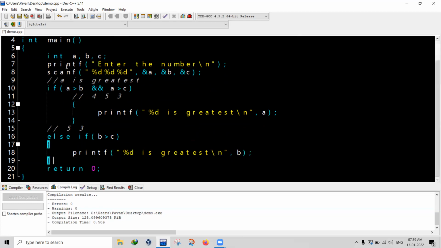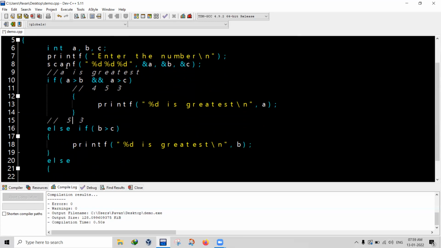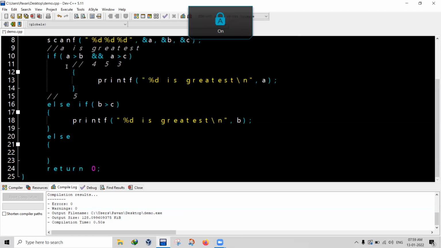Else, even if this condition is false, that is, if even B is not the greatest, let's say the numbers were like this, 3, 5 and 2, which means that A is also not the greatest, B is also not the greatest. The last number remaining is definitely C. Directly printf C.